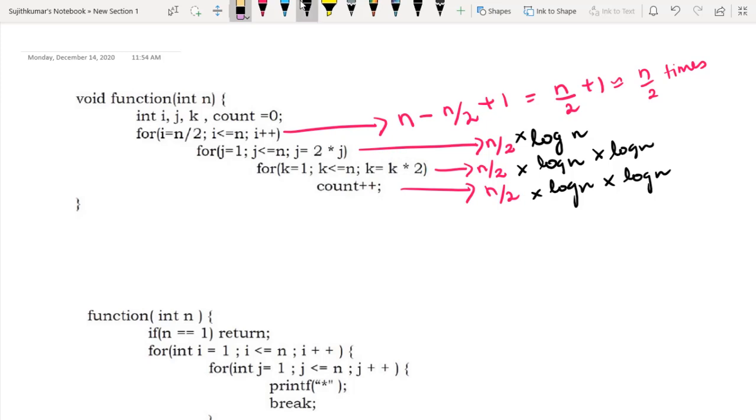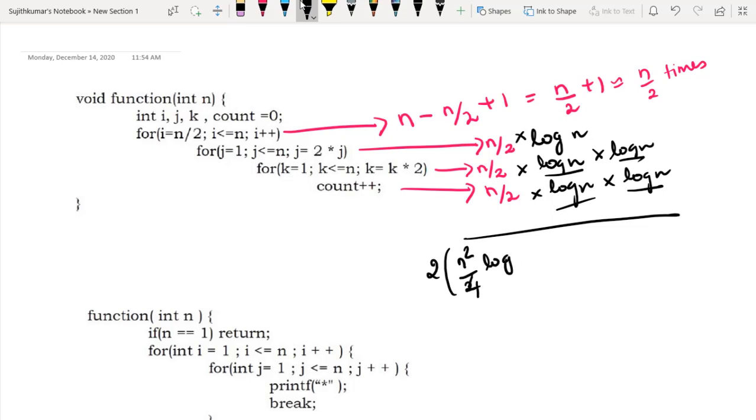So now if I look at the time complexity of this particular algorithm, what I'm having here is n square by 2, n square by 4, and log n square. I'm just clubbing these two. I have to add all the terms, so this is the first term, second term, third term, and fourth term. I have to add all the terms.